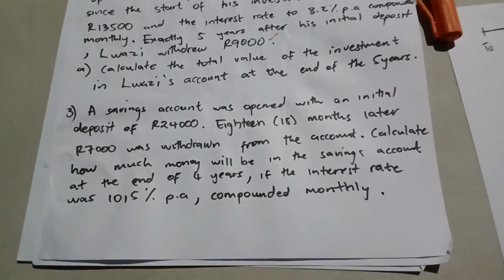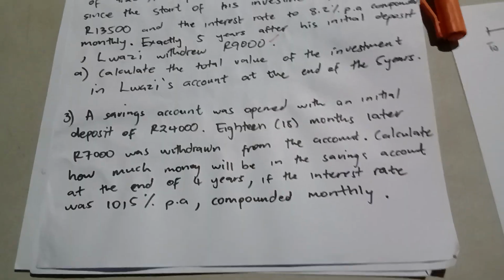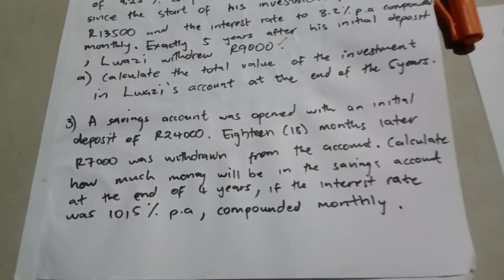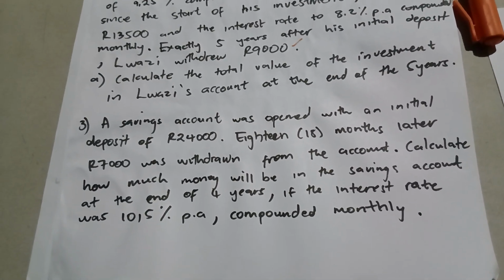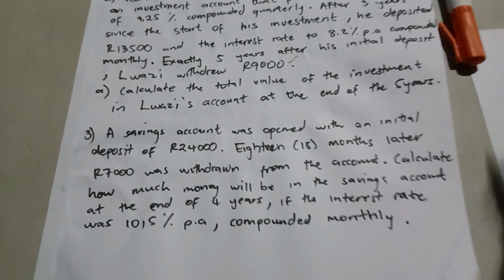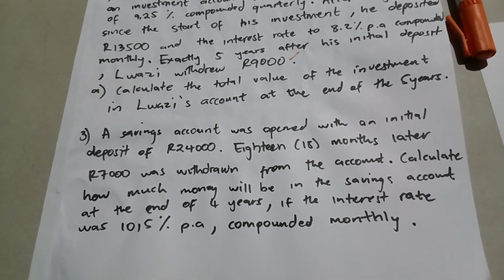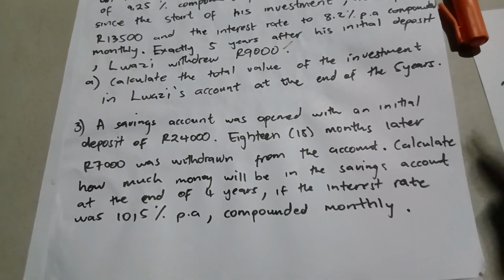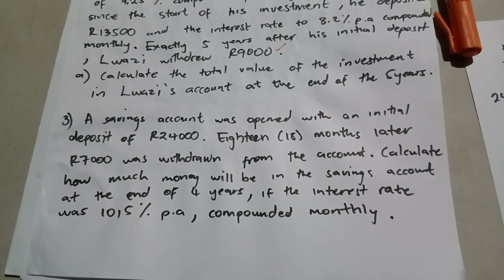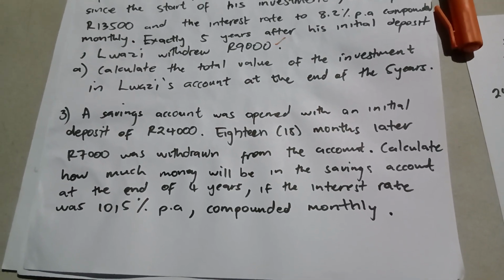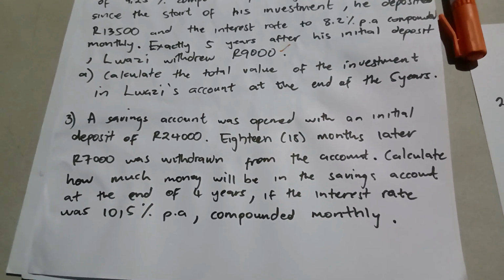So now here in this question, it says a savings account was opened with an initial deposit of 24,000. So now 24,000 is the initial deposit. Now 18 months later. So now here's the catch.